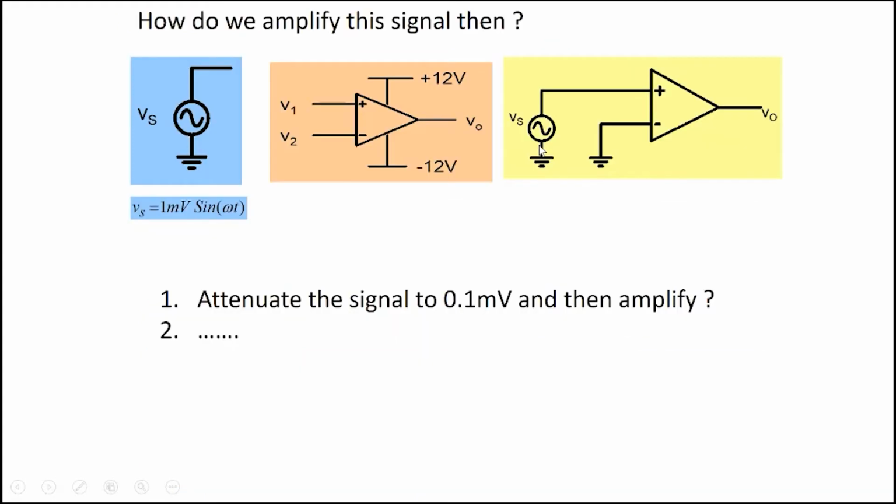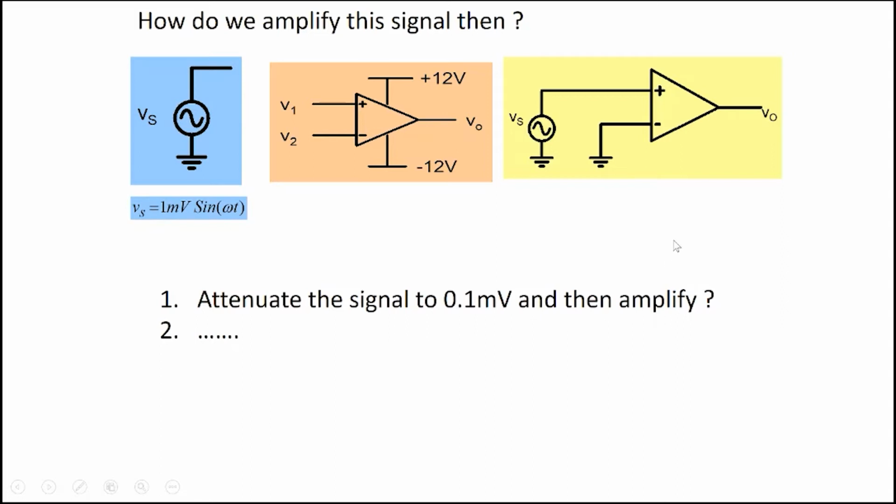So that doesn't happen. So how do we amplify a signal like this? Well, the 1 millivolt signal, we cannot directly connect in this particular manner. Somebody may think, well, why don't we attenuate this particular signal to 0.1 millivolt and then amplify?